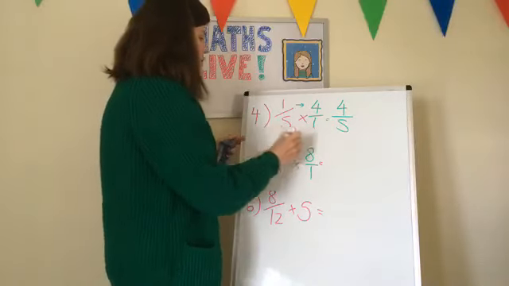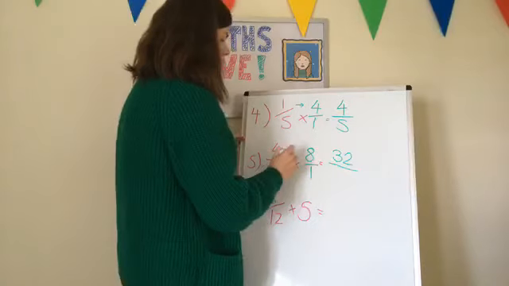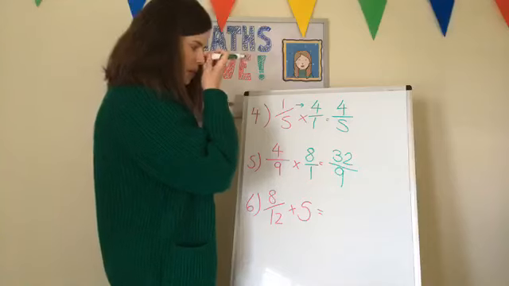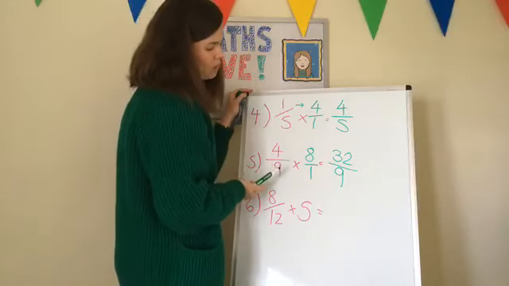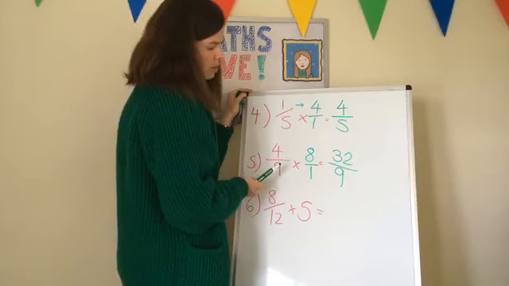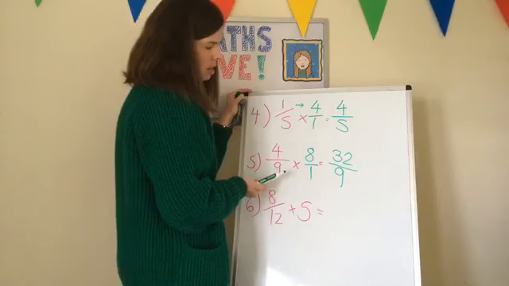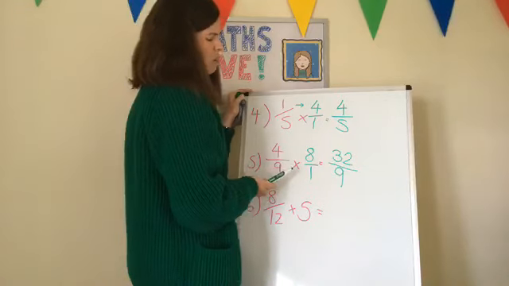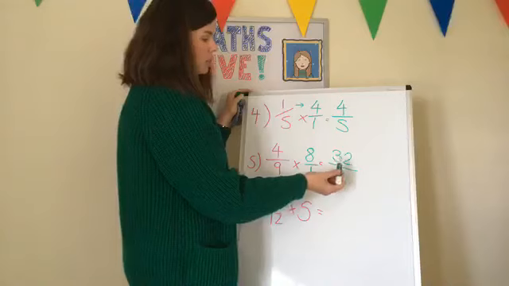So 4 8s are 32. 1 9 is 9. So if you got that, great. Thinking, can we simplify this? Let me think. No, you can't divide it by 9. It's not in the 3 times table. I don't think we can actually. We can't simplify it into a number. We can obviously make it into a mixed number fraction.